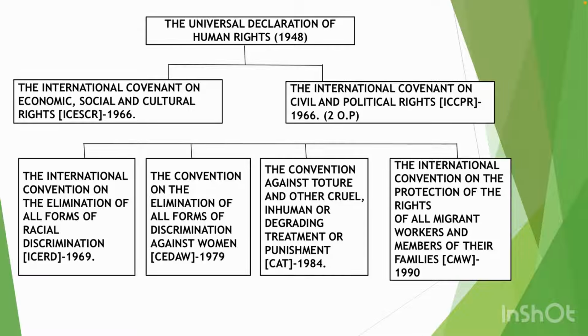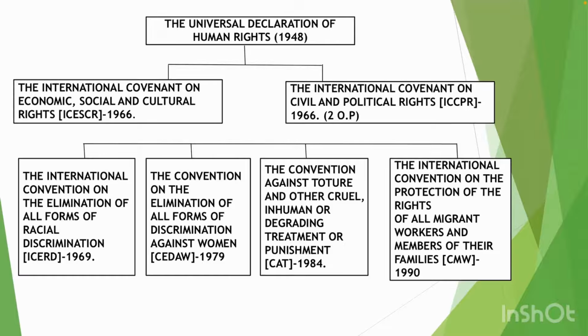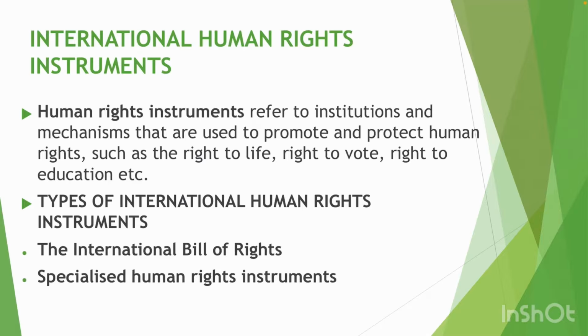So in this video, we are going to focus on the International Bill of Rights only. We are just going to talk about the three documents that make up the International Bill of Rights. Then in part 2, we'll talk about the specialized human rights instruments. Great. So International Human Rights Instruments and International Bill of Rights are two different things.